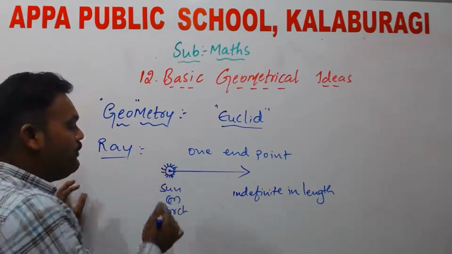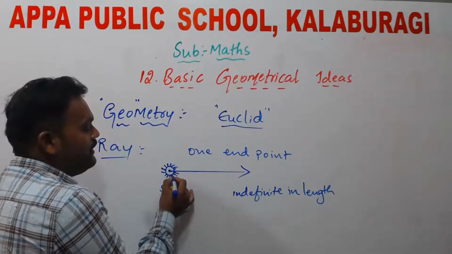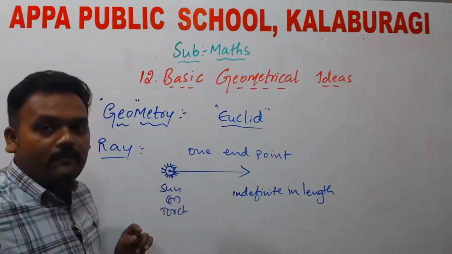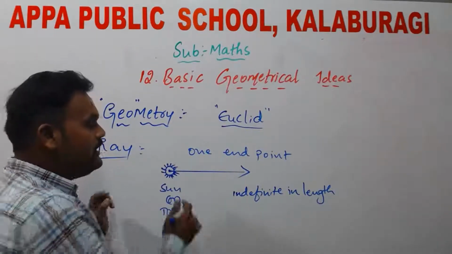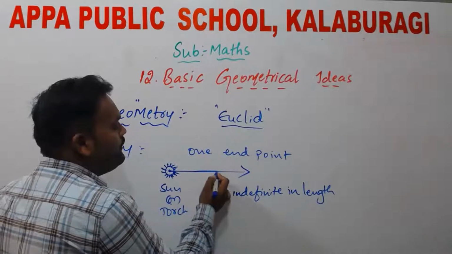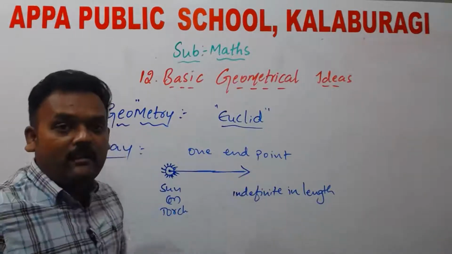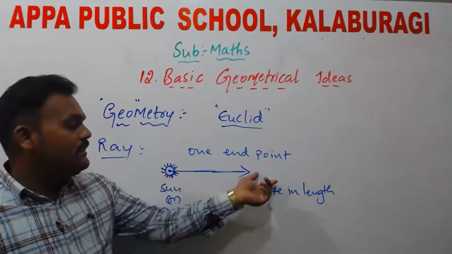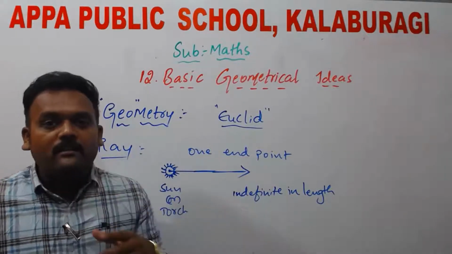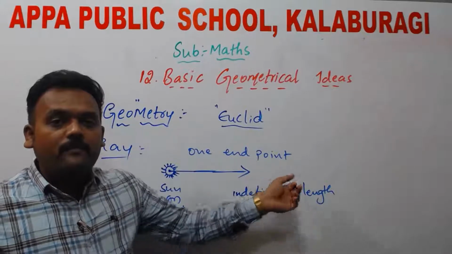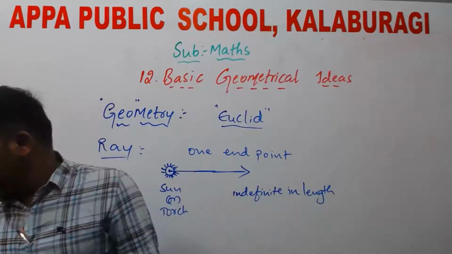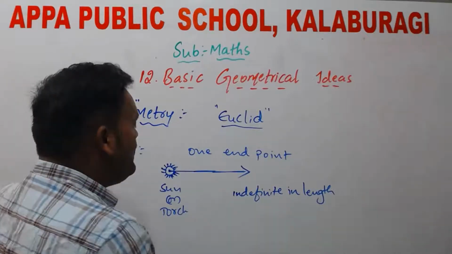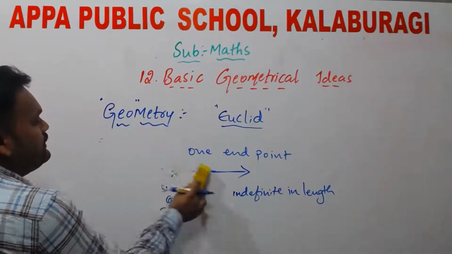The sun uses rays here. The sun is one fixed point, and the rays are used on the right side. That is called a ray. A ray is one fixed point, and the other right side is extended indefinitely in length. It is infinite to the right. That is called a ray.